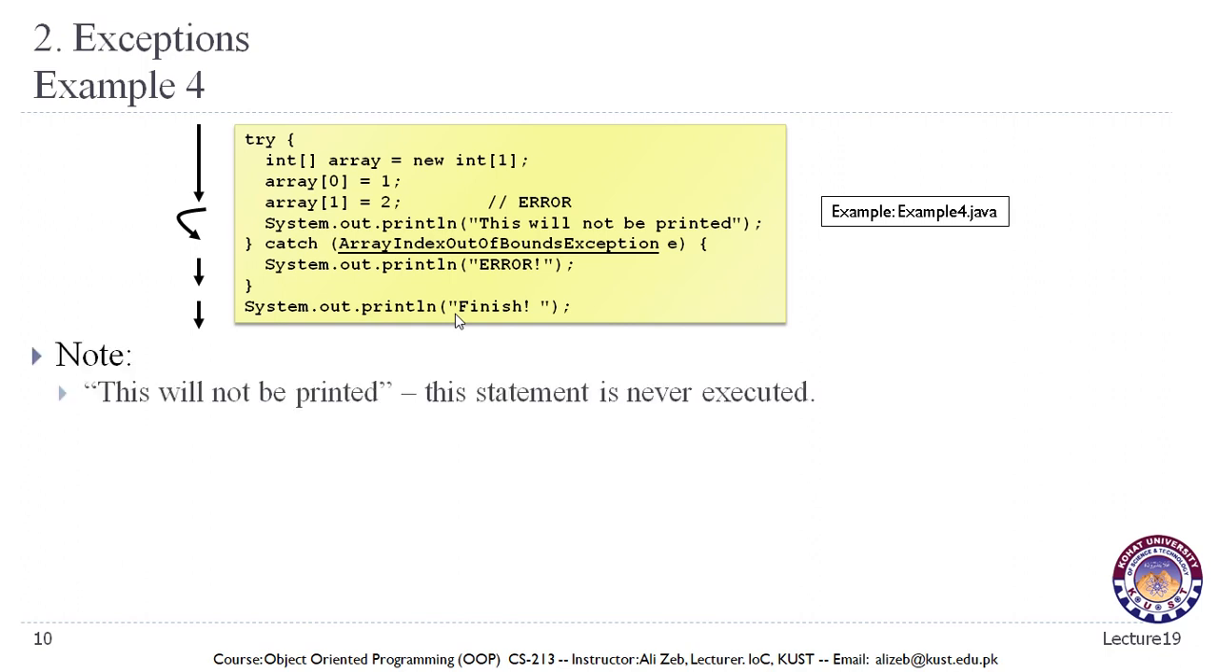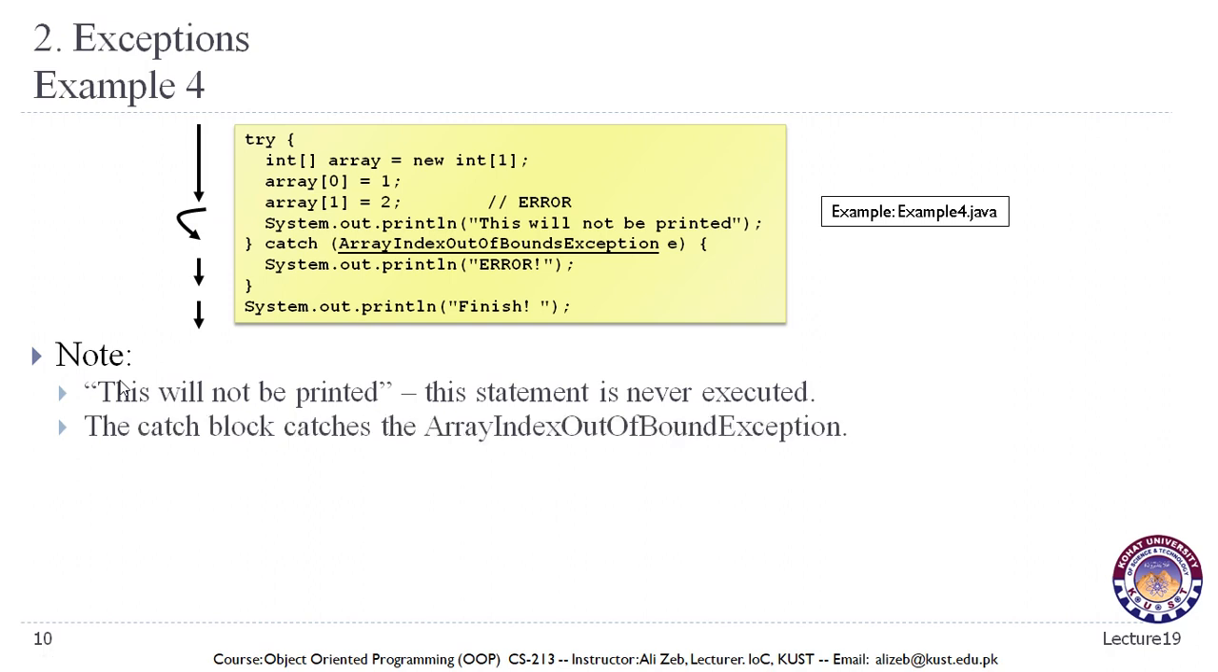Now the things to note over here are this will not be printed. Of course, the rest of the try block will not be executed, since the program has now jumped to the catch block. The catch block catches the array index out of bound exception.